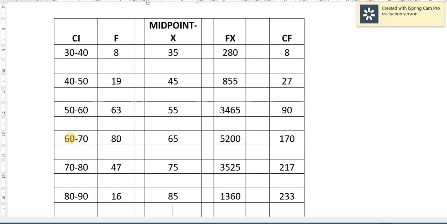This is the mean, median and mode problem under the continuous series.